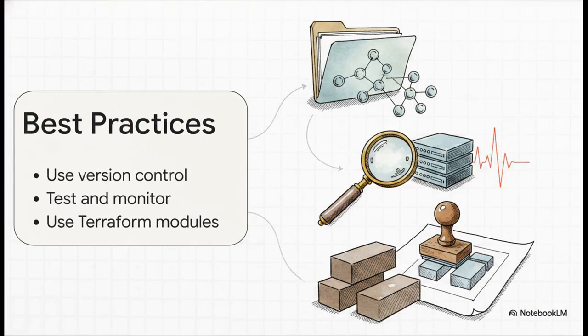Look, when you're managing actual real-world infrastructure, there are a few best practices that are absolute lifesavers. First up, always use version control. I mean, since your infrastructure is literally code now, you gotta store it in Git to track every single change. That way you can easily roll back if things go south. Second, make sure you test and monitor everything so you actually know your setup works before it goes live to users.